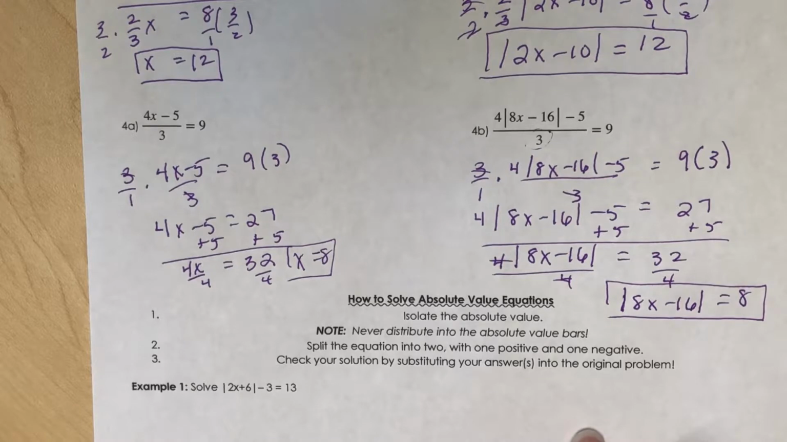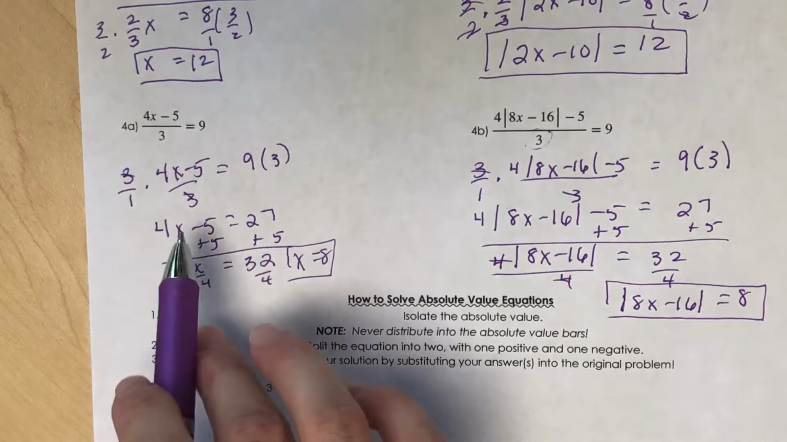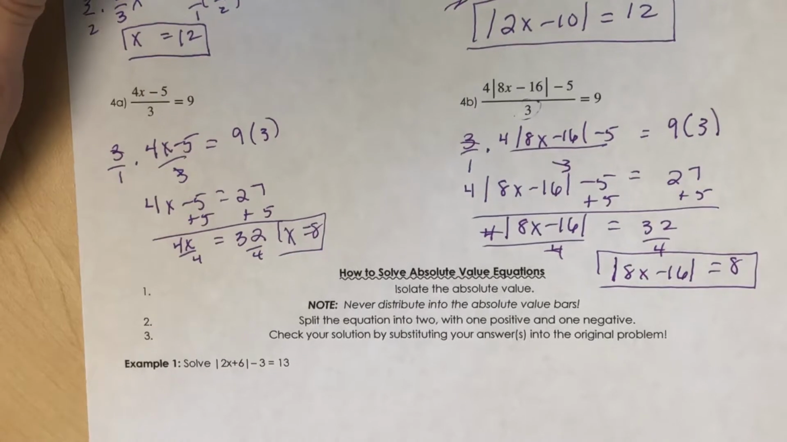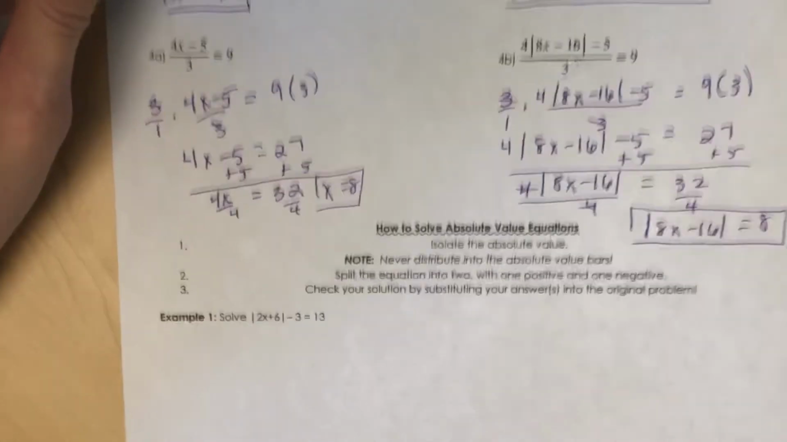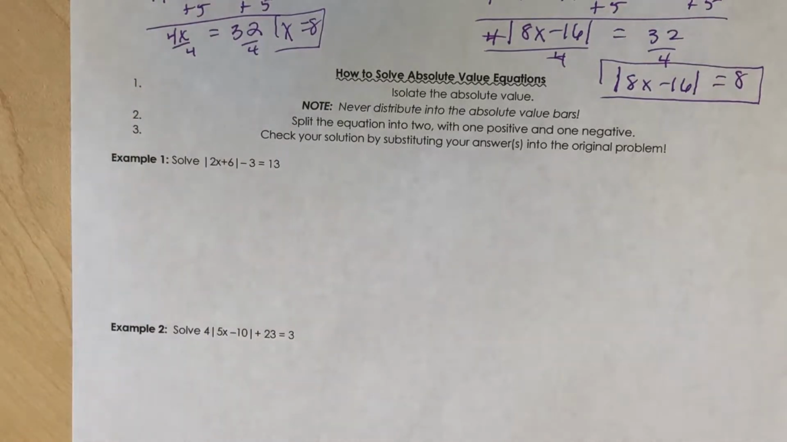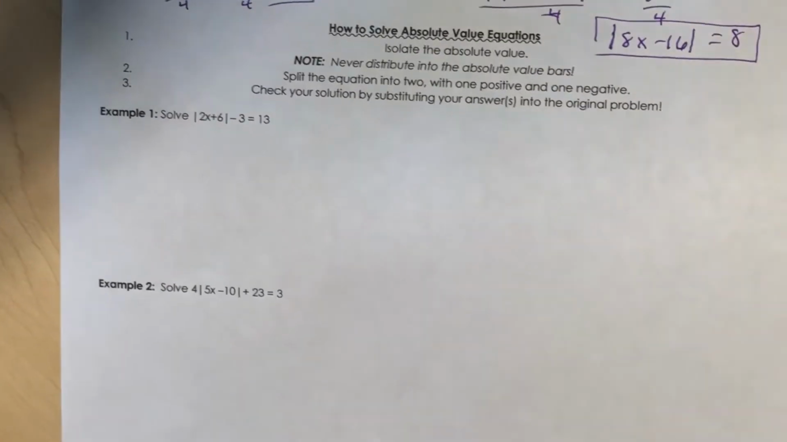So the steps that you follow to isolate your absolute value are the same exact steps that you follow to isolate a regular variable. Now we're ready to talk about how to solve absolute value equations. So the first step when we go to solve absolute value equations is going to be to isolate the absolute value bars, like we've just been doing.